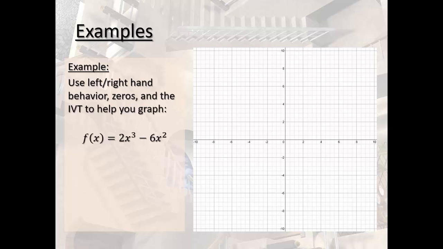So here we have an equation: 2x to the third minus 6x squared. Now if you want to find the zeros, the quickest, easiest way to do it is to start by factoring. So let's factor this. Oh, no, I'm sorry. Again, I'm getting ahead of myself. Let's do the left and right hand behavior.